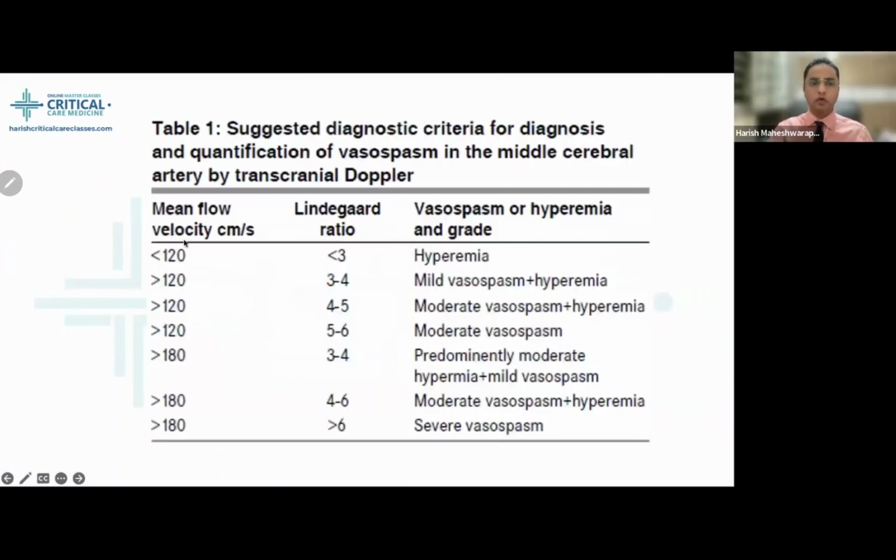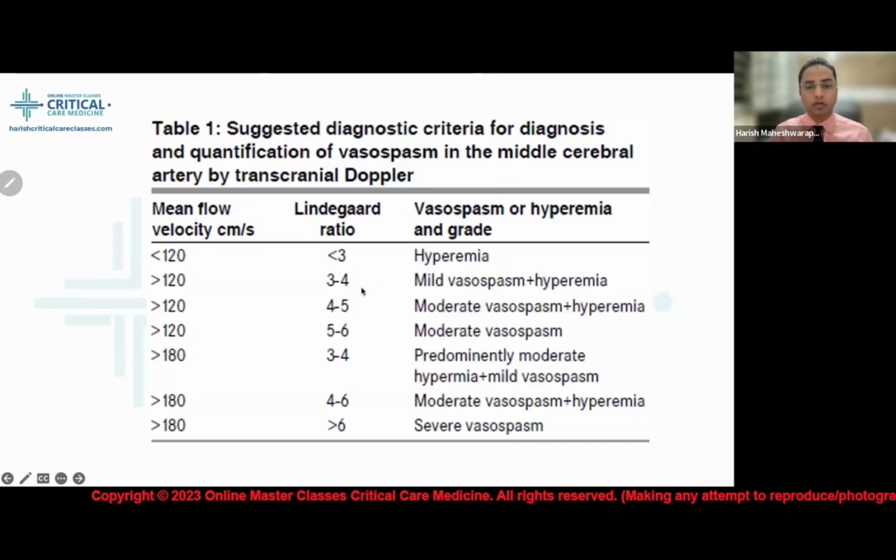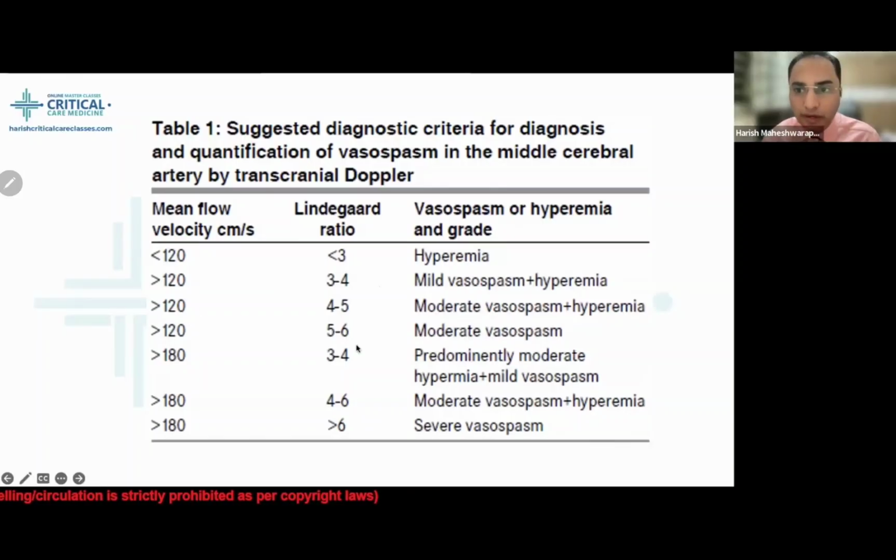This is the value of mean flow velocity, Lindegaard ratio, and vasospasm or hyperemia. Suppose the mean flow velocity of the middle cerebral artery is less than 120 and Lindegaard ratio is less than 3, it is hyperemia. If it is more than 120 and Lindegaard ratio is 3 to 4, mild vasospasm plus hyperemia is there. More than 120 with Lindegaard ratio 4 to 5, moderate vasospasm with hyperemia. More than 120 with Lindegaard ratio 5 to 6, that is moderate vasospasm.